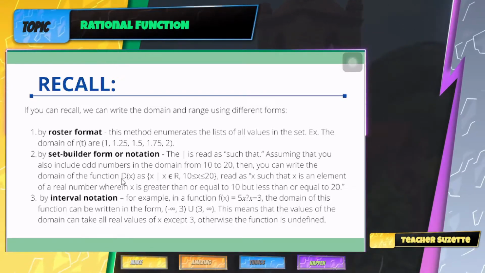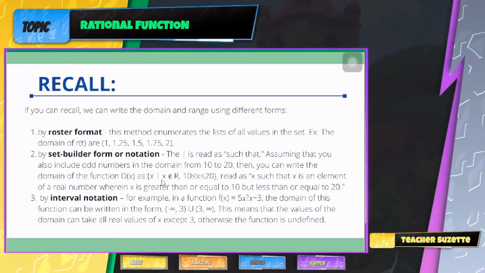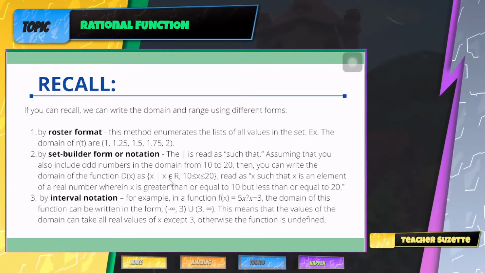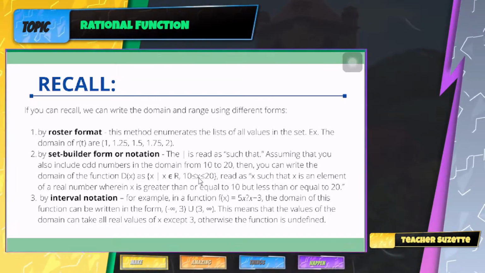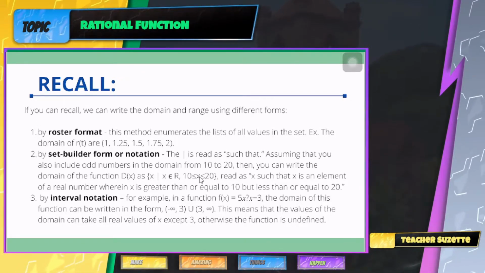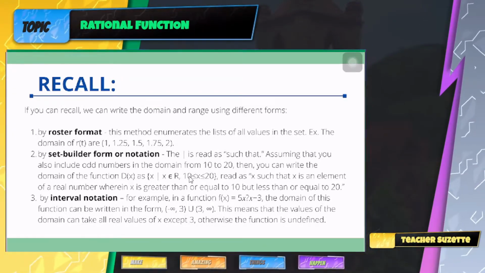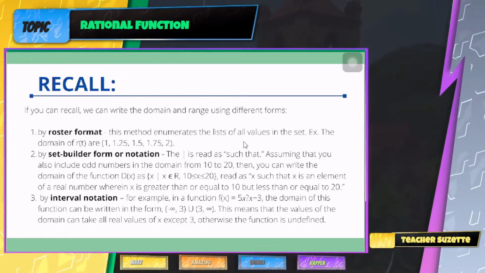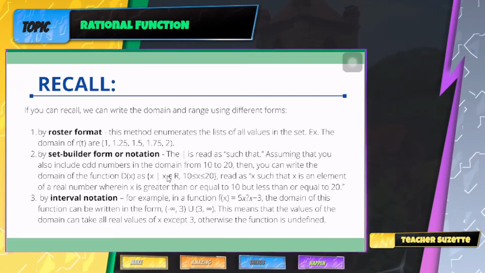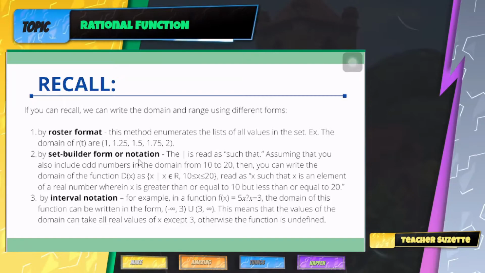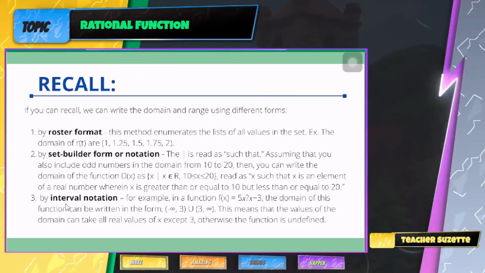For example, if you have the set of x such that x is an element of the real numbers, where x is greater than or equal to 10 but less than or equal to 20, that is how you write it. Instead of listing all the possible values between 10 and 20, you just write it in set builder notation. Another way is writing it in interval notation.